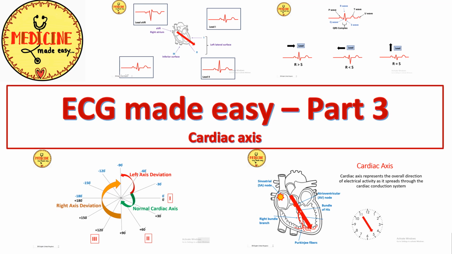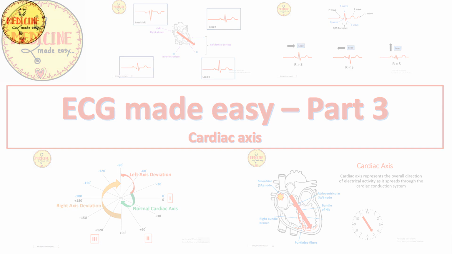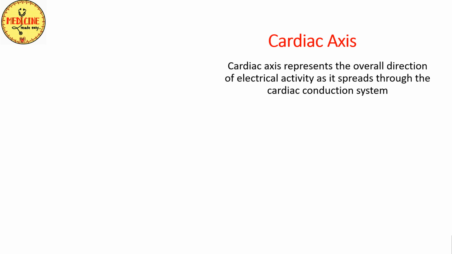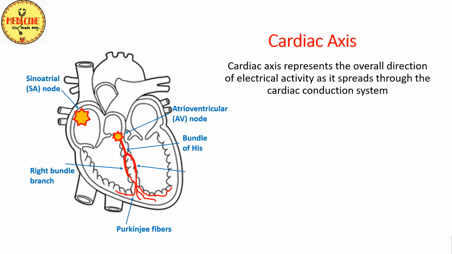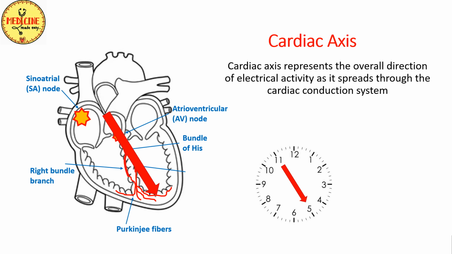Today's video will be part 3 of the series of videos on ECG, and it's going to be about interpretation of cardiac axis in an ECG. The cardiac axis represents the overall direction of electrical activity as it spreads through the cardiac conduction system. I hope you remember that we learnt about the cardiac conduction system in detail in part 1 of this video series. For those of you who couldn't watch it, I will link it in the description box. According to what we learnt, we know that the overall direction of the electrical activity will be in this direction, that is from 11 o'clock to 5 o'clock direction.